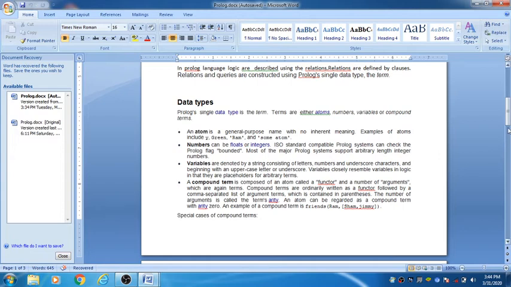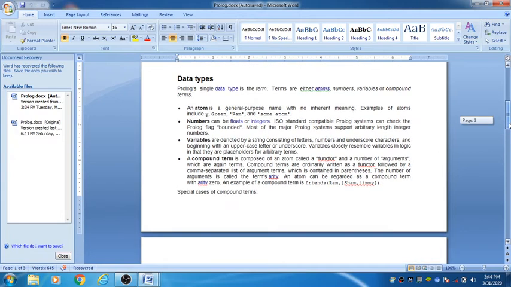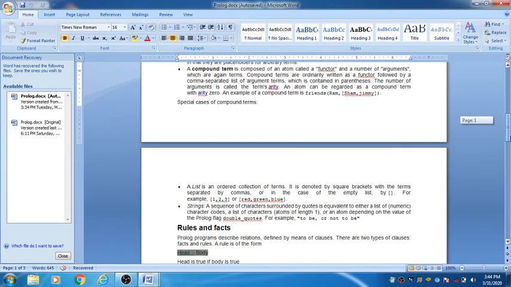There are also some special cases of compound terms. They are lists and strings. What is a list? A collection of terms is called a list. Anything in square brackets, that can be numbers, characters, or a set of characters, is called a list.